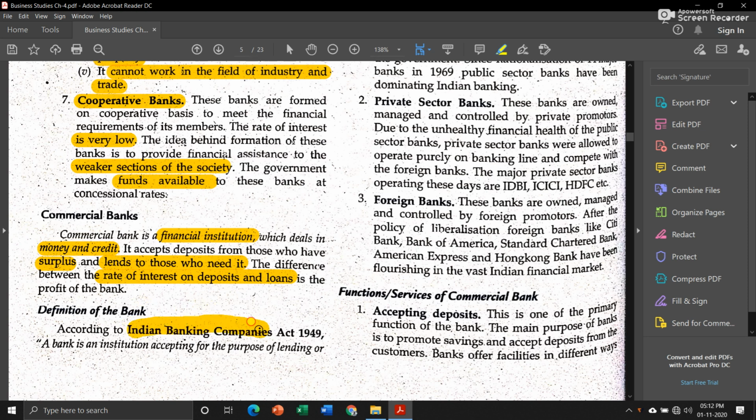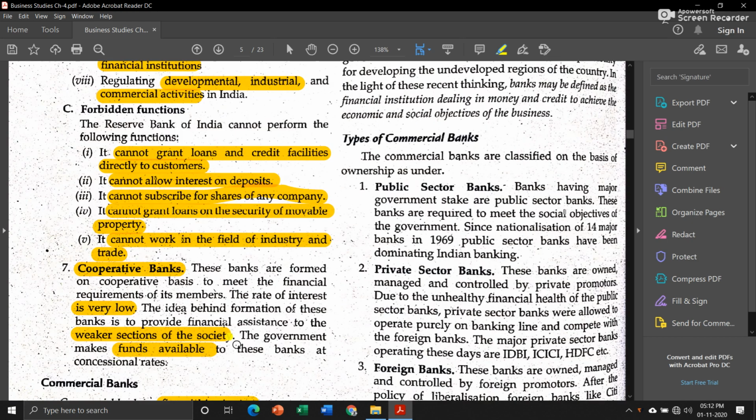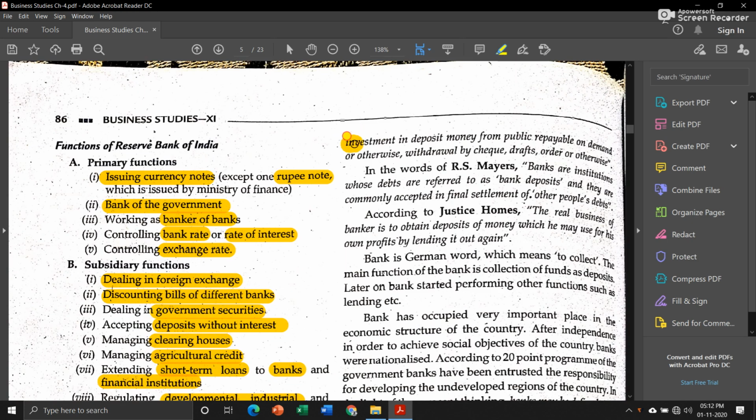According to the Indian Banking Companies Act 1949, a bank is an institution accepting deposits for the purpose of lending. It means their main function, or their main agenda, is to take deposits for lending purposes. They will not keep it with themselves. They are going to lend it to someone, or investment in deposit money from the public, repayable.